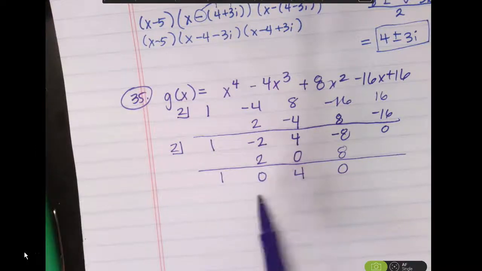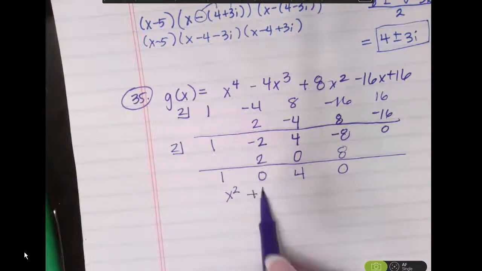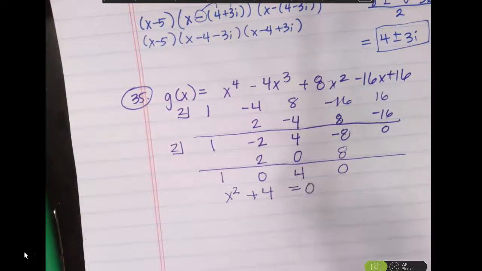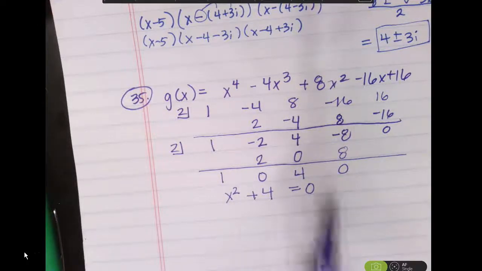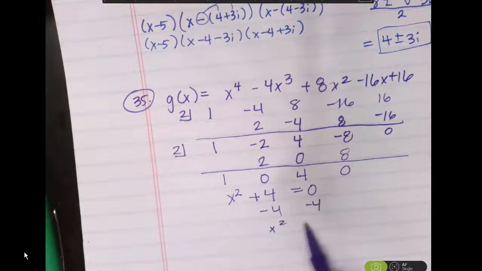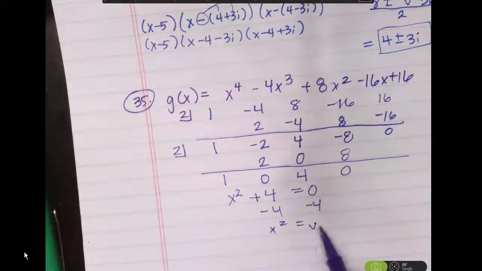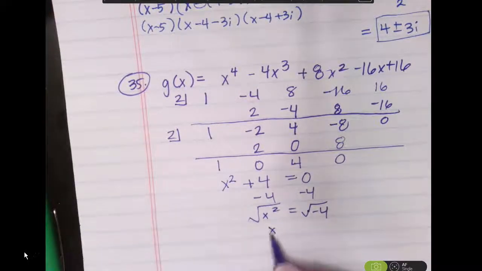And so that brings me to x squared, and then I have no x term, plus 4 equals 0. So this is one of those functions where, since there's no x term, I don't have to use any special factoring techniques. I can just subtract 4 on both sides, and x squared is negative 4. So I'm going to square root both sides, and I get x equals plus or minus 2i.